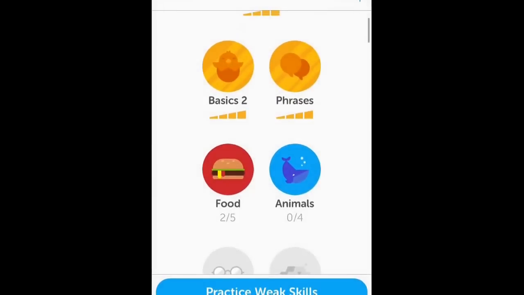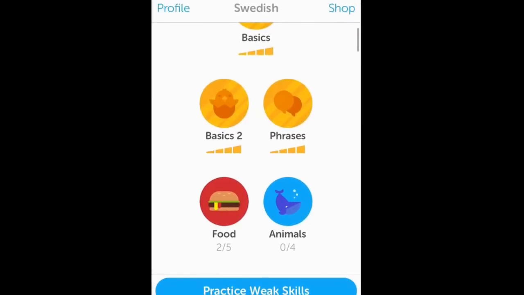I think you can do up to two languages at one time. I have Spanish on my account as well. But yeah, fun application, very good for vocabulary, building up structure as well. So yeah, if you have an iPhone, you should definitely check it out. For whatever language you're learning, they have quite a few languages on this application.